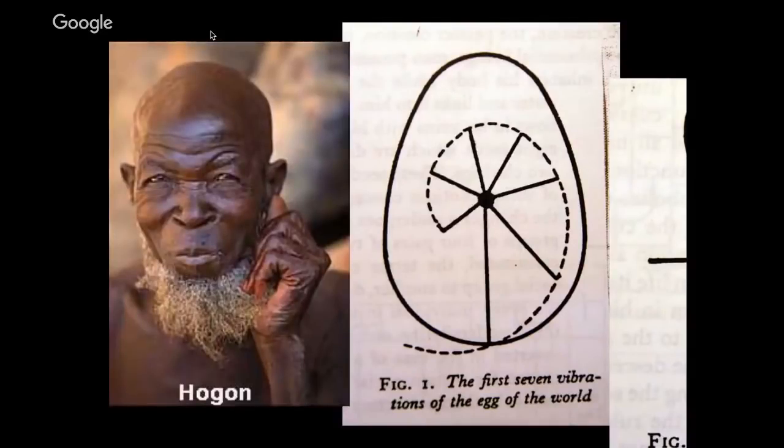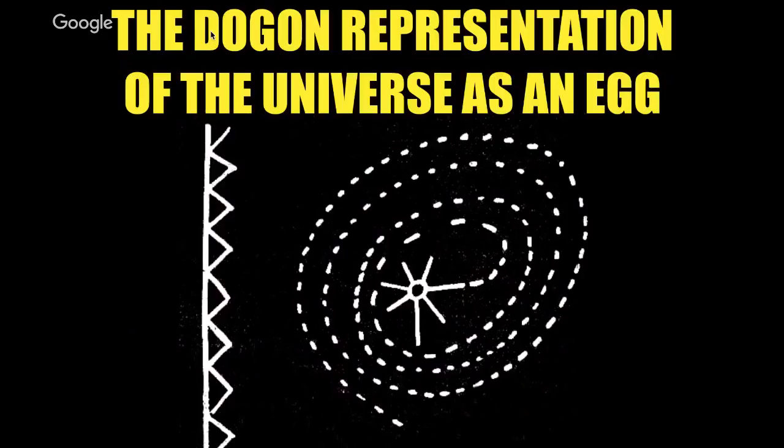The first 7 vibrations of the egg of the world. Okay? So even the Dogon seeing the universe as the egg with the Sirius star system being the core of that cosmic egg. This is just like you see with Ptah, okay? So they seen the world as an egg, not nothing that's flat.